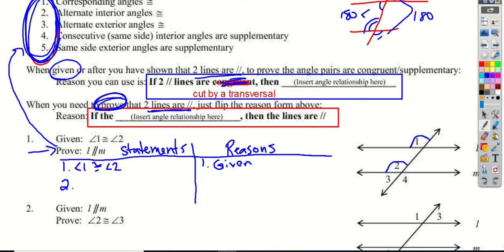So now the statement we want to say is just the proof statement. We're going to say L is parallel to M, and the reason is going to be right there. So if the corresponding angles, and we're going to use symbols whenever possible to cut down the writing, are congruent. Remember, the congruent symbol is the equal sign with the squiggly line on top. Then what had to happen if that's true? The lines have to be parallel.